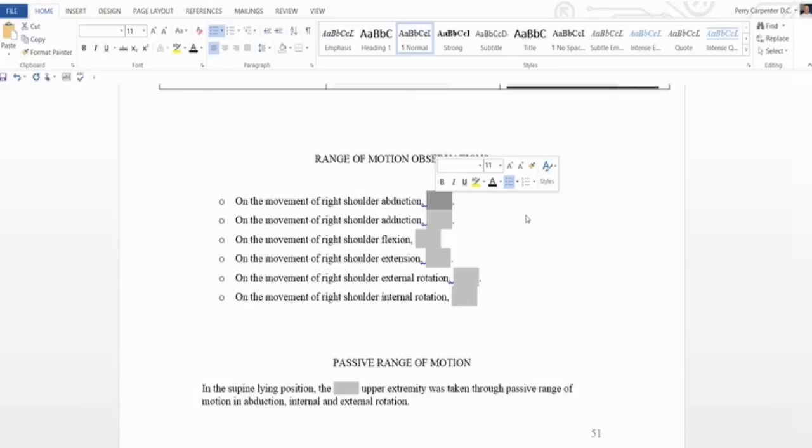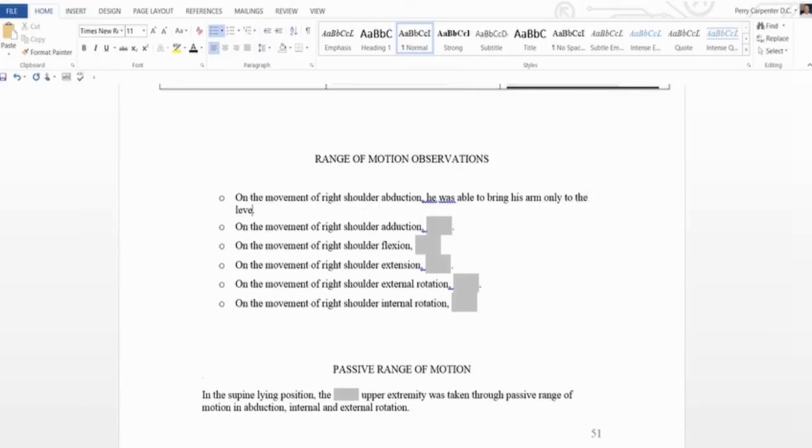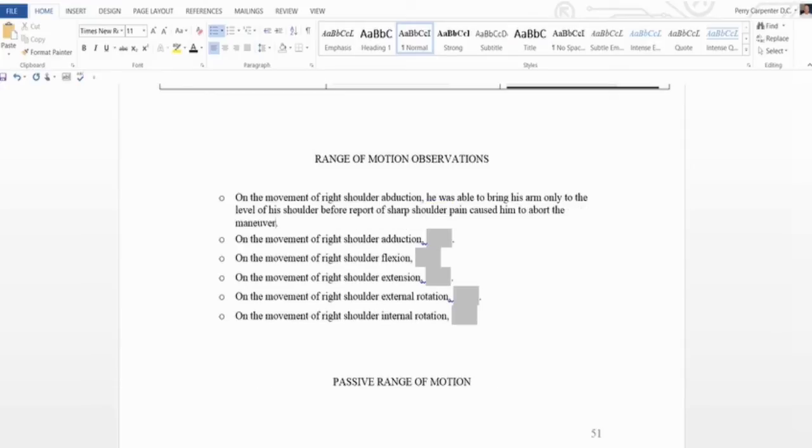So here you might say something like, on the movement of right shoulder abduction, he was able to bring his arm only to the level of his shoulder before report of sharp shoulder pain caused him to abort the maneuver. See, this provides descriptive information to accompany the finding of 92 degrees of range of motion.